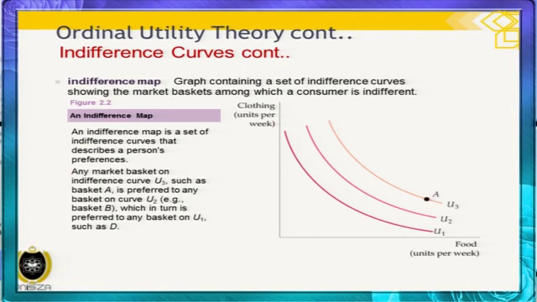Any market basket on indifference curve U, such as basket A, is preferred to any basket on curve U2, for example basket B, as we can see between D and A, which in turn is preferred to any basket on U1, such as D.